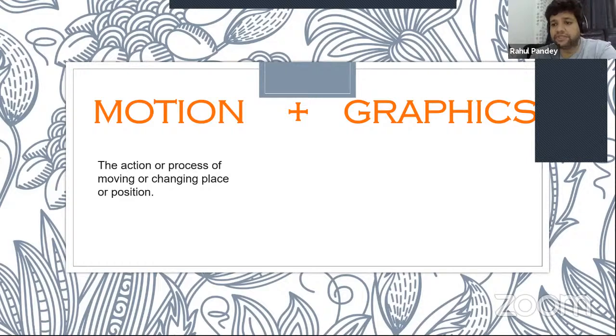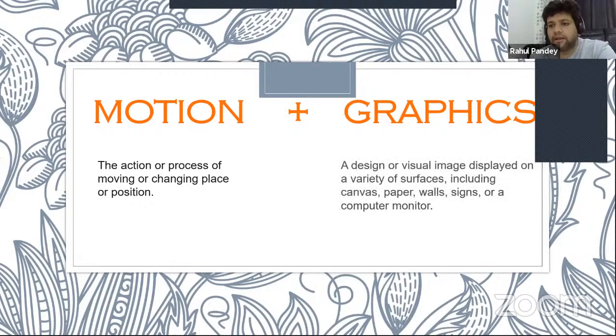Talking about the second term, graphics, most of you must have heard the word graphics, but the actual meaning is basically a kind of design or visual image, and these are images which can be seen on different types of surfaces. The surfaces can be a wall, a canvas, a piece of paper. Even graphics are available on t-shirts as well. But what we are going to talk about is digital graphics, which are seen only on a computer monitor or on your TV screen. That is the combination of motion graphics: any graphics which has a kind of motion introduced in it is known as motion graphics.